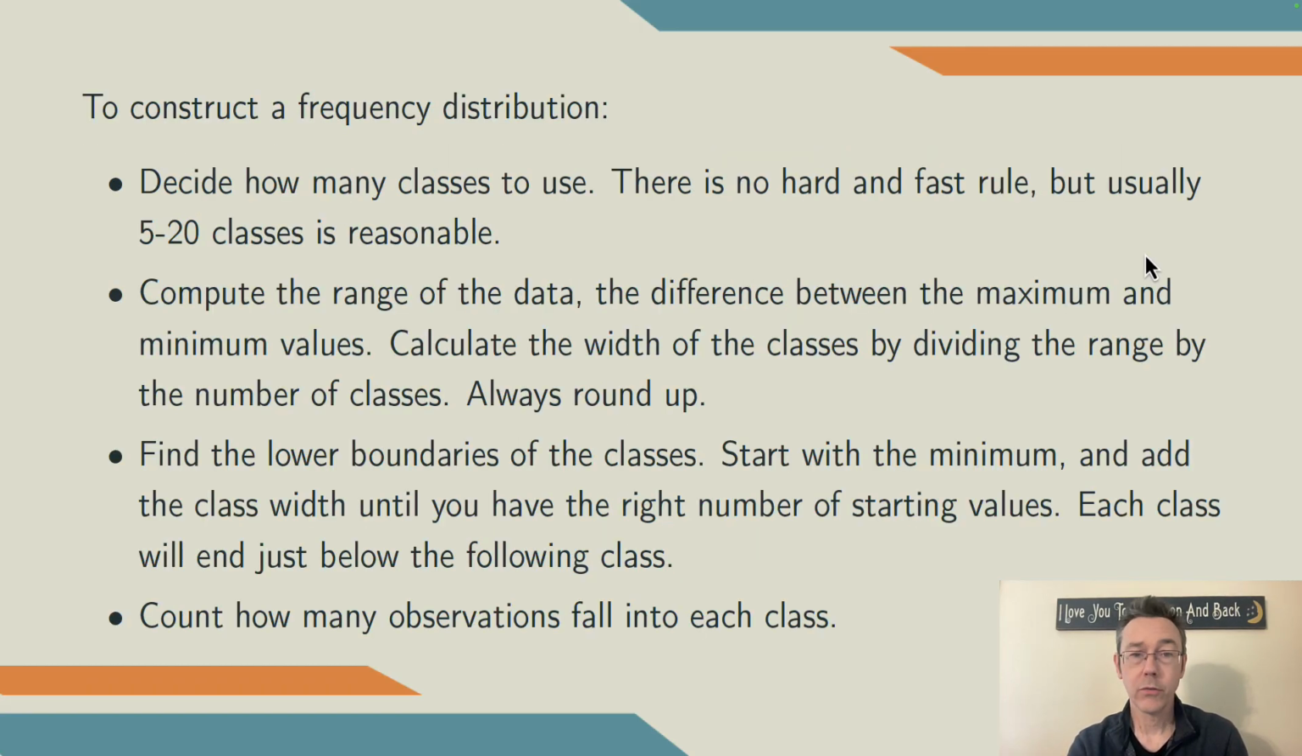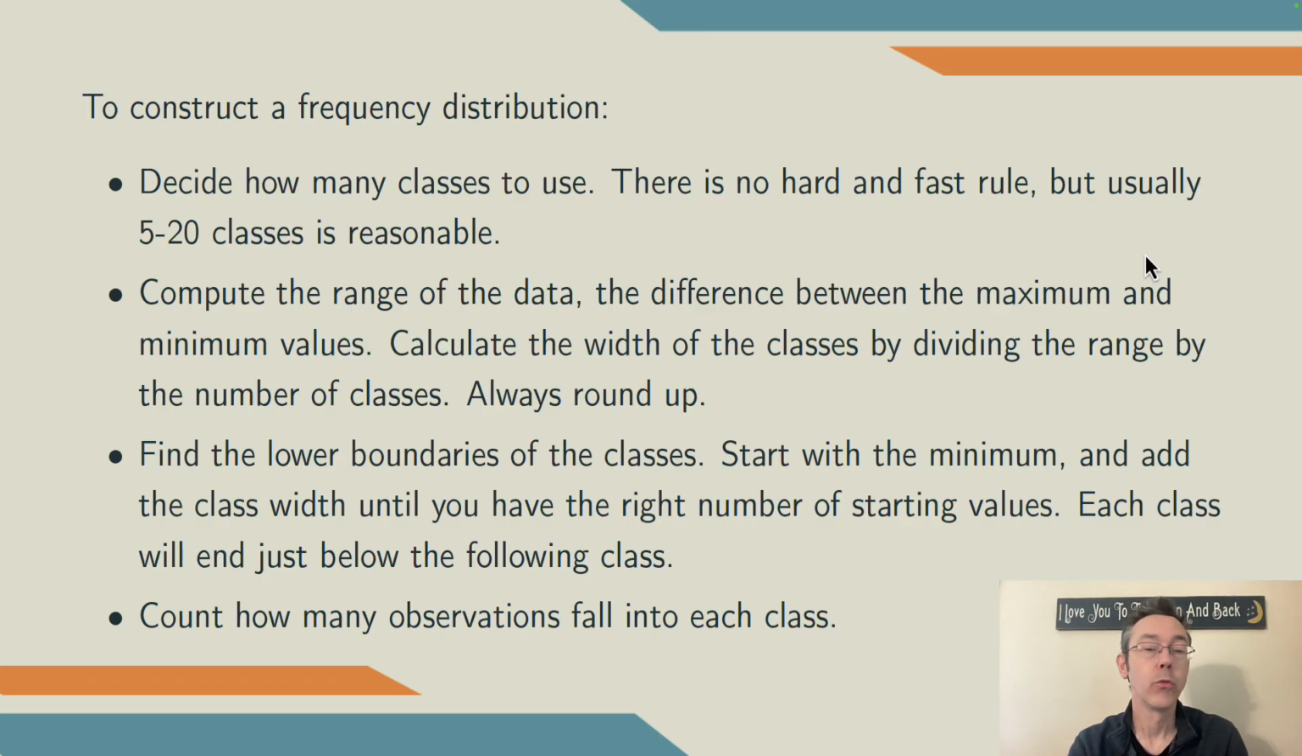So to construct a frequency distribution, we have to follow this 4-step process. First, we have to decide how many classes to use. And there's no hard and fast rule for that. That's a human decision. But typically, between 5 and 20 is reasonable. If you're in a college-level stats class, oftentimes your professor will tell you how many classes to use.